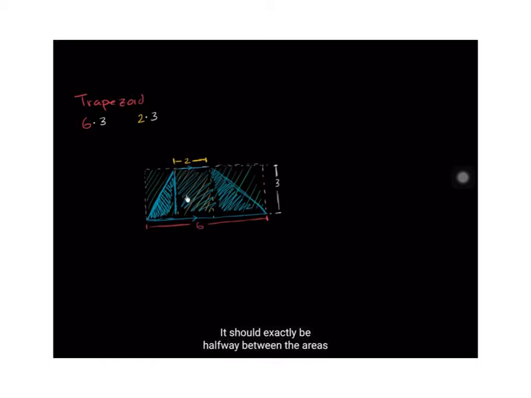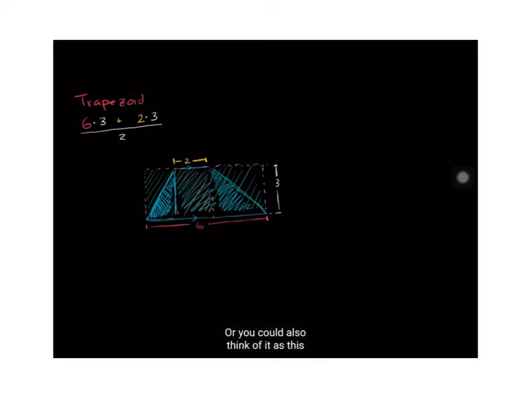It should be exactly halfway between the areas of the smaller rectangle and the larger rectangle. So let's take the average of those two numbers. It's going to be 6 times 3 plus 2 times 3, all of that over 2. When you think about the area of a trapezoid, you look at the two bases, the long base and the short base, multiply each of those times the height, and then take the average of them.